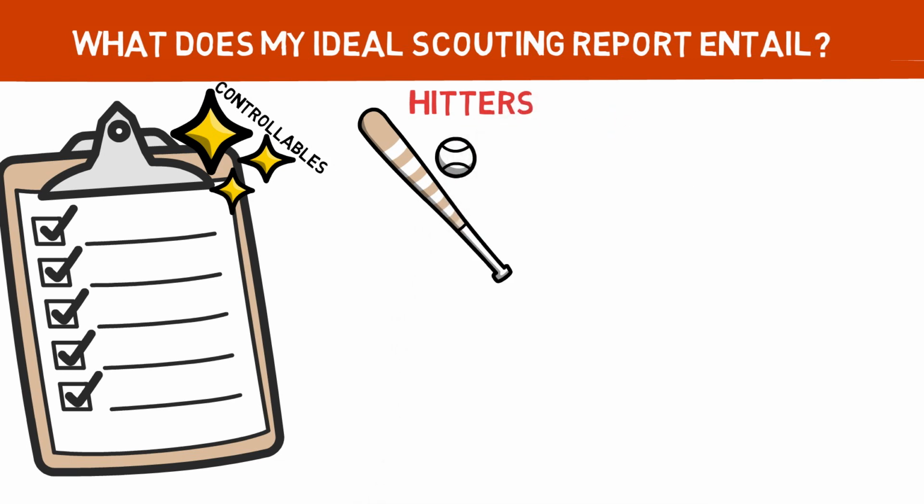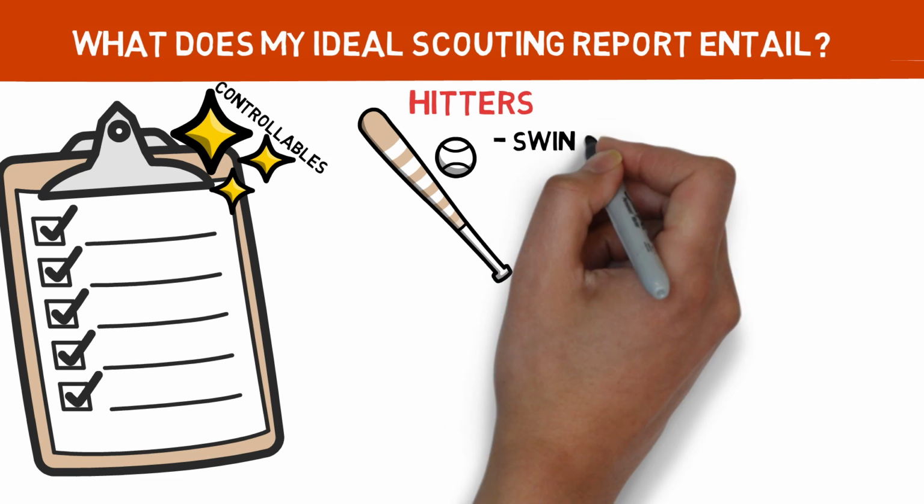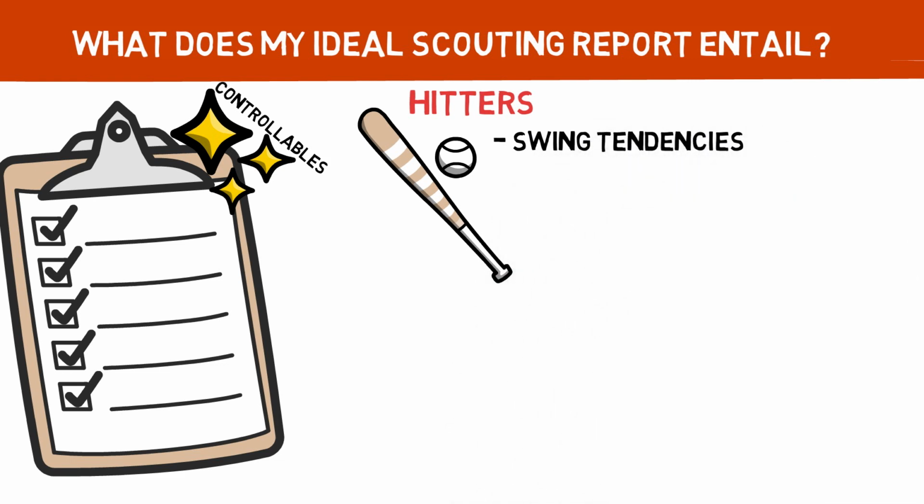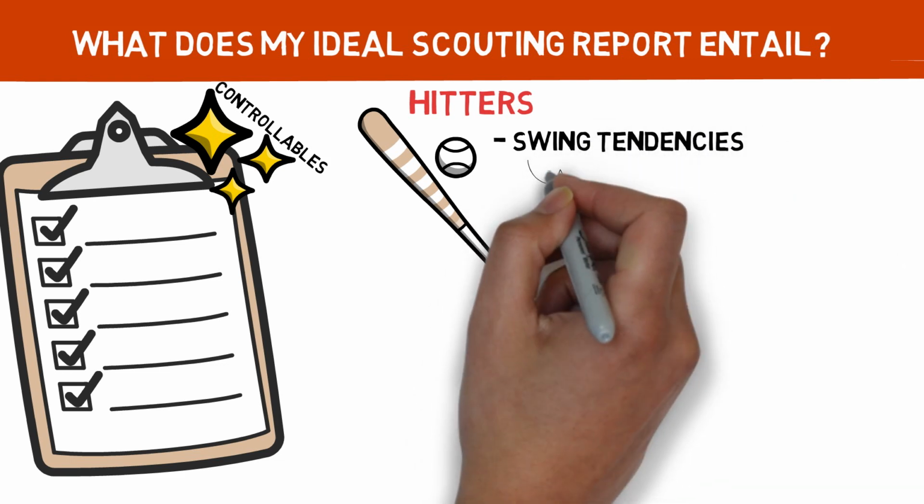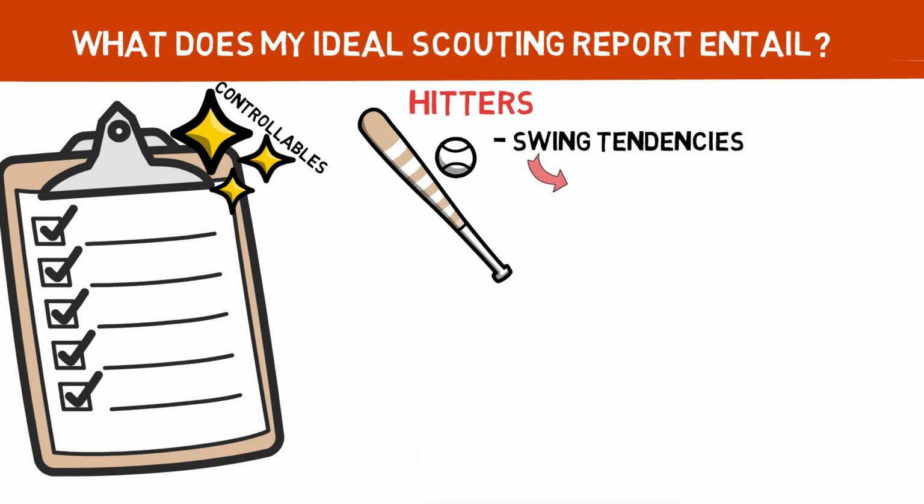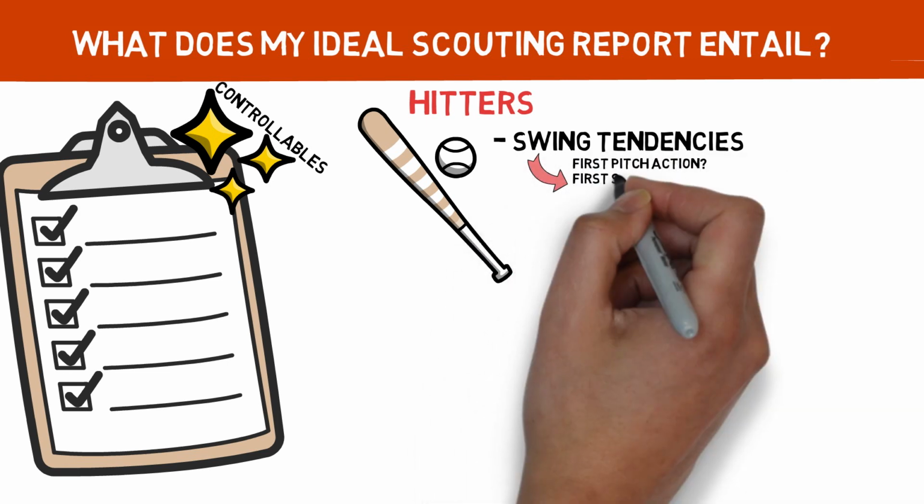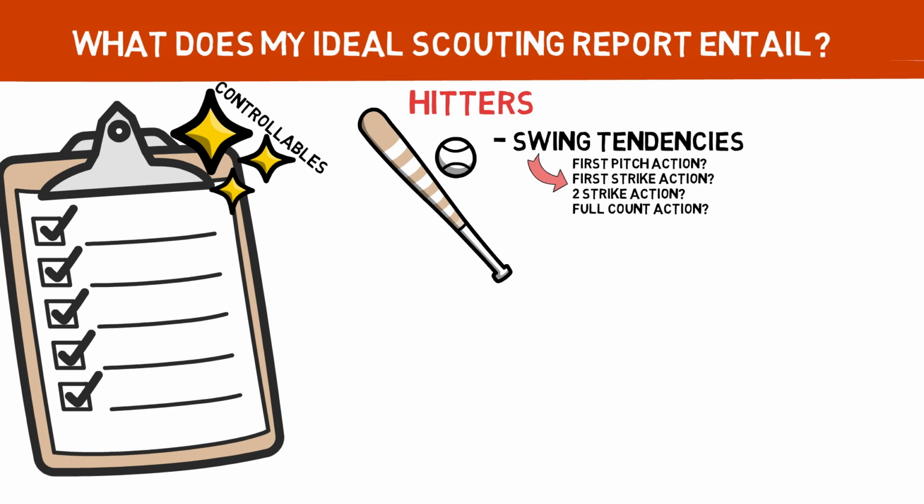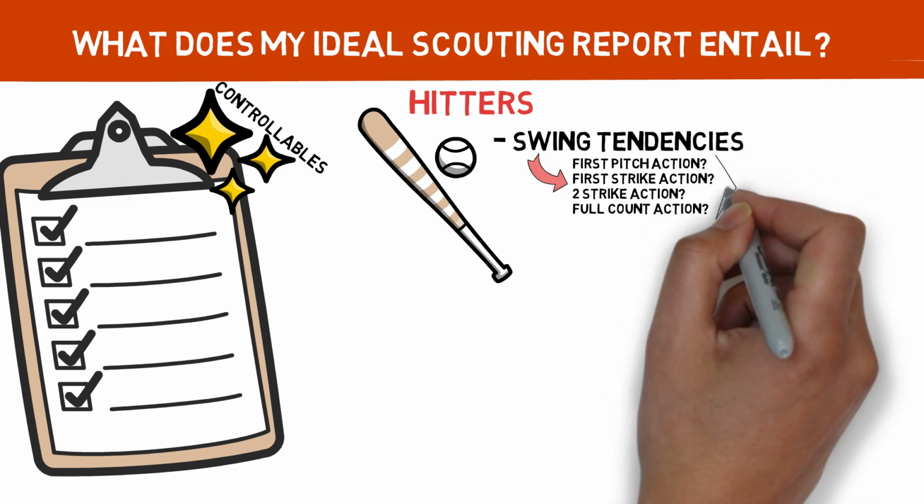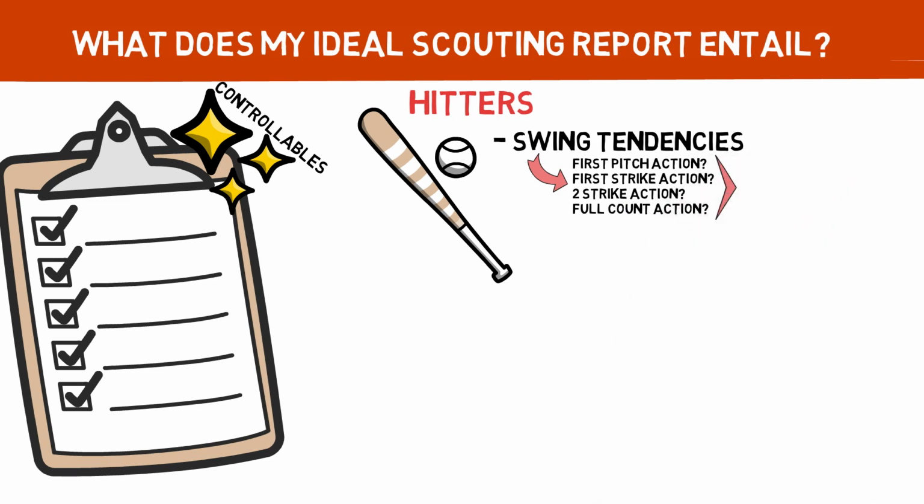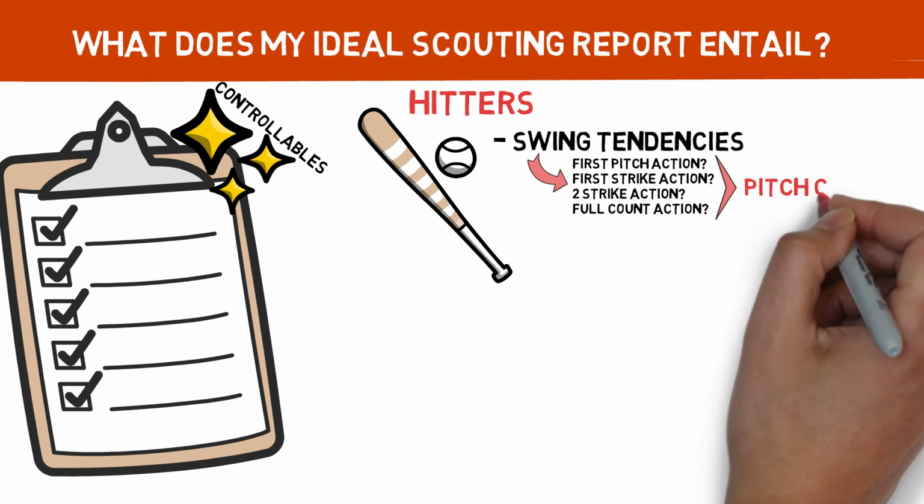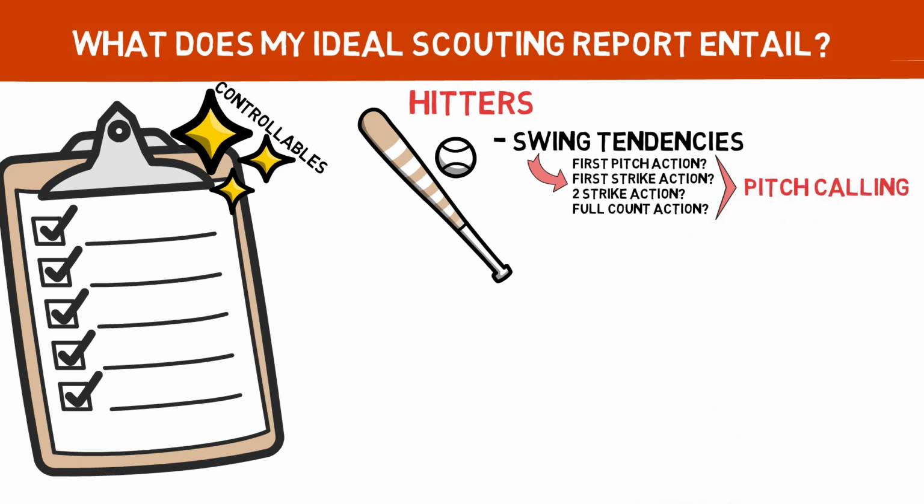For hitters, there are a ton of things on our in-depth scouting reports, but some of the most important things I look for are a hitter's swing tendencies. Do they swing at the first pitch? Do they swing at the first pitch in the zone? How often do they swing with 2 strikes or in a full count? Knowing when an athlete swings the most allows you to play your best swing and miss stuff when he's likely to act upon it. This really aids in the pitch calling aspect of the game.